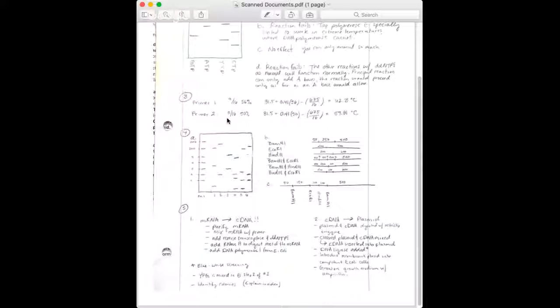We do the exact same thing on the bottom, and instead we get 8 over 16, so that GC content is 50%. So we plug and chug just like we did before, and voila, you get the second temperature as 59.81 degrees Celsius.